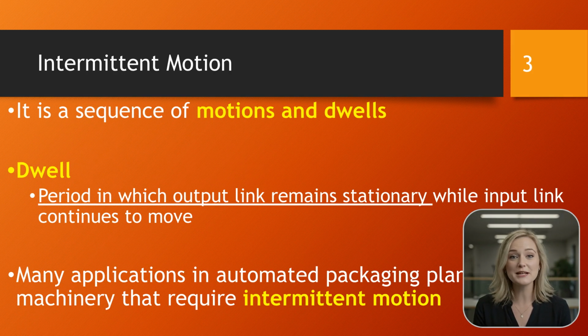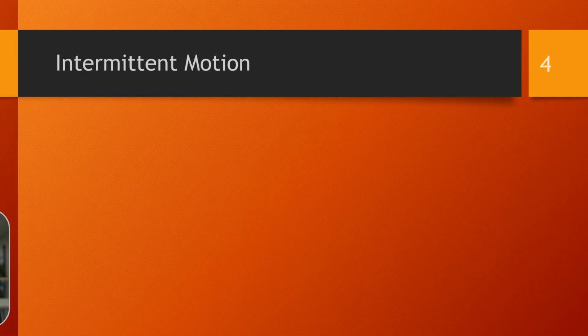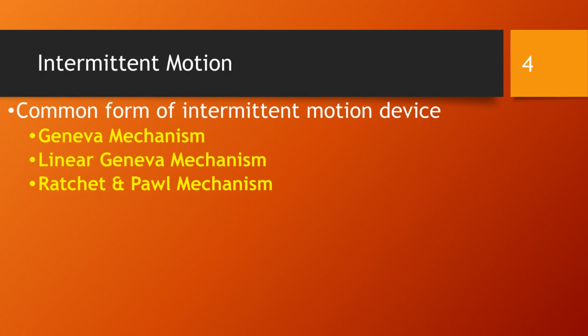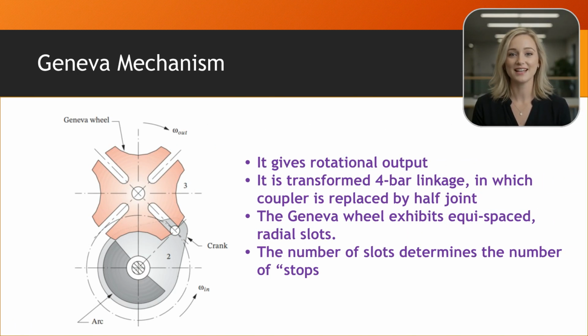First, let's look at intermittent motion, which is a sequence of motions and dwells. A dwell occurs when the output link remains stationary, while the input link continues to move. Common intermittent motion devices include the Geneva mechanism, the linear Geneva mechanism, and the ratchet and pawl mechanism, all widely used in automated machinery. The Geneva mechanism provides a rotational output and acts as a transformed 4-bar linkage. Its equispaced radial slots determine the number of stops in the system.